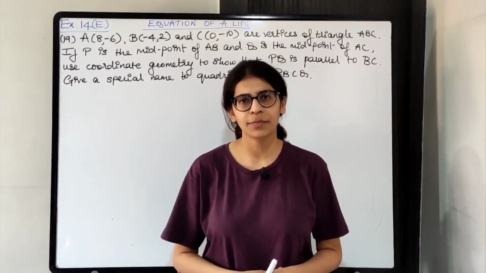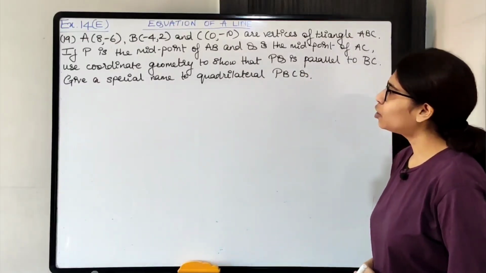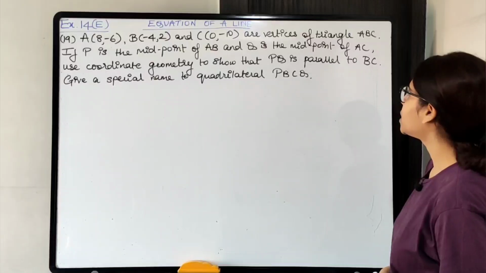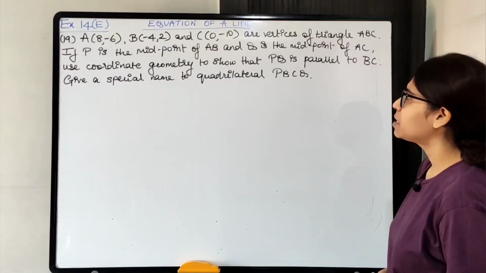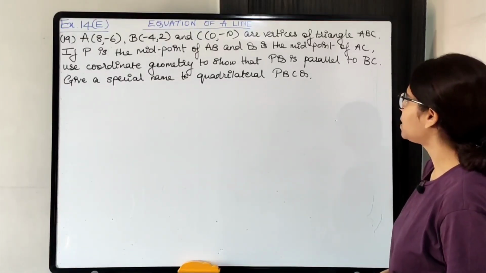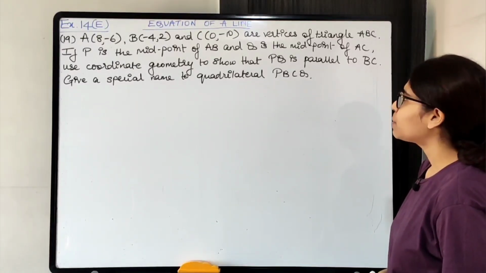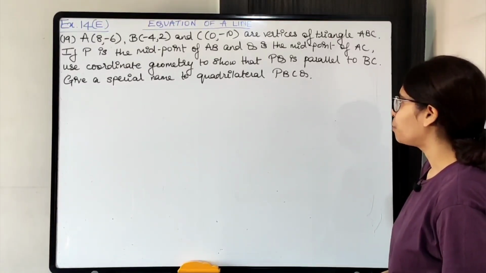So starting with question number 19. A(8, -6), B(-4, 2) and C(0, -10) are vertices of triangle ABC. If P is the midpoint of AB and Q is the midpoint of AC, use coordinate geometry to show that PQ is parallel to BC. Give a special name to quadrilateral PBCQ.